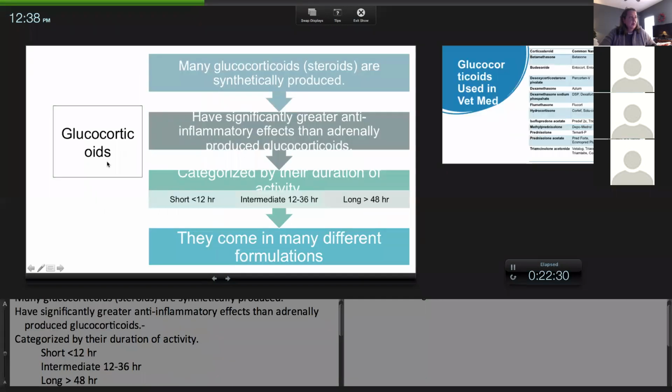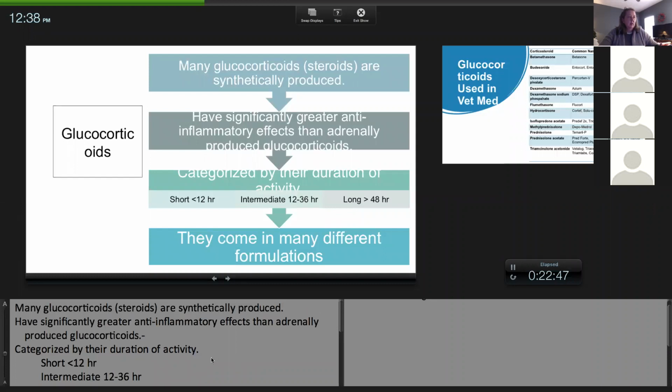If we think about the glucocorticoids that are synthetic, meaning the drug form, the pharmacologic form, they have greater effects than obviously the ones that are produced in the body. The way we categorize the glucocorticoids is their duration of activity. You can have short acting, intermediate, and long acting. And there's so many different formulations. So for example, prednisone comes in a tablet form. There's a liquid form. It can be added to eye medications or dexamethasone.